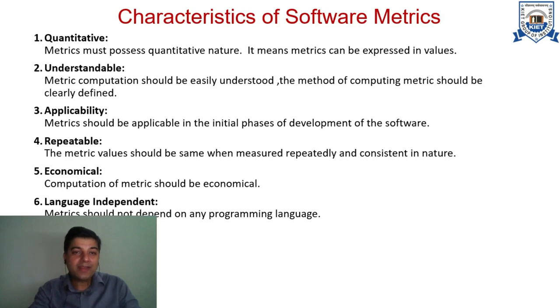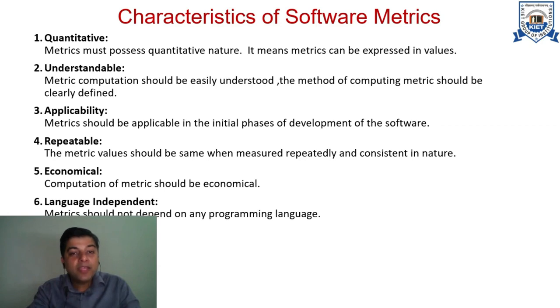A software matrix must qualify certain properties which make it more usable. The first and the most important attribute of a software matrix is it must be quantitative. That is, we should be able to express it in terms of some quantum values. There must be some quantum values through which we can compare it from its previous performance. It should be understandable. That is, we should be very easily able to comprehend what a matrix talks about, what kind of information it is conveying.